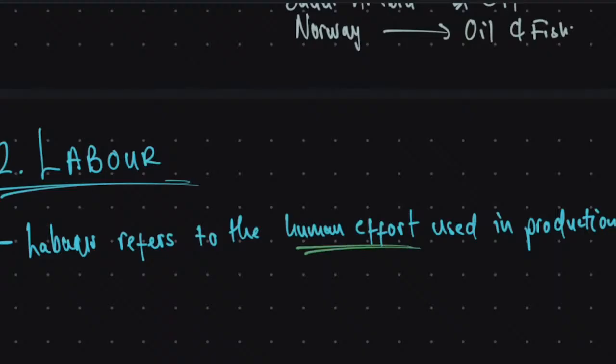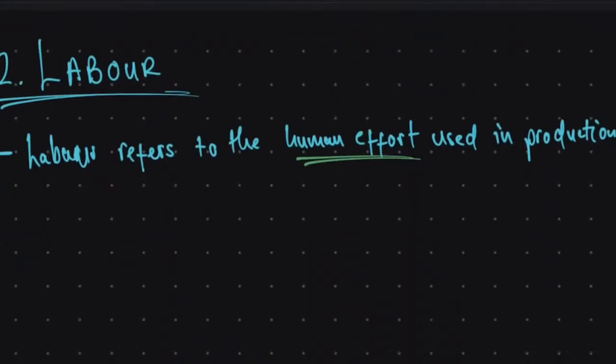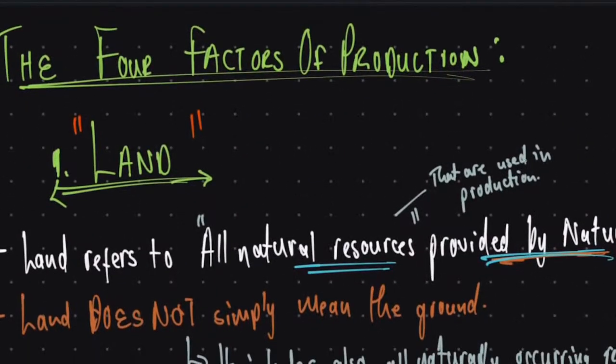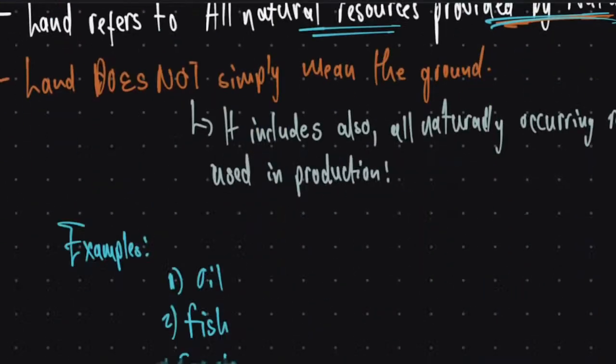And I want you to write this, okay? Labor is human effort used in production, just like here, natural resources used in production. Don't forget, when we say labor, we mean all the human effort that is used in production of whatever we are producing.